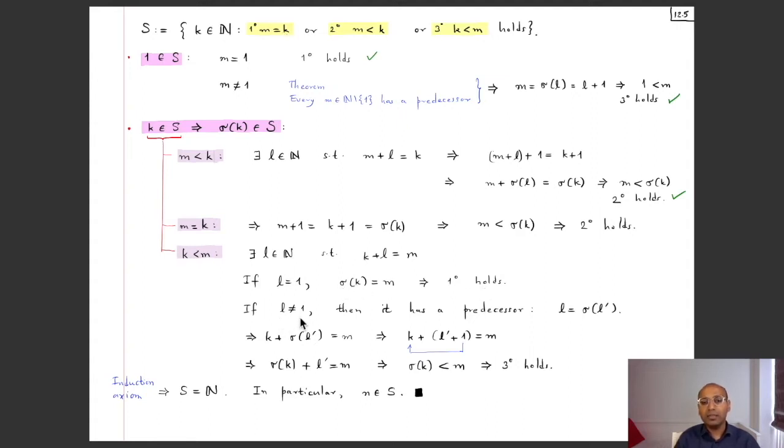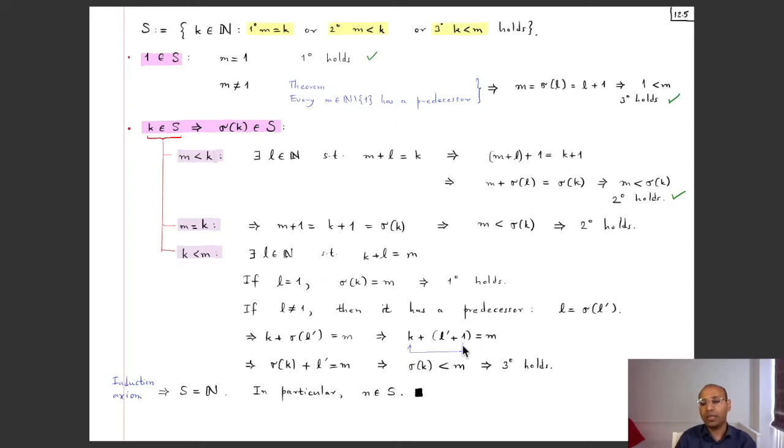And if L is not equal to 1, then by this theorem we know that it has a predecessor. So this L is the successor of some natural number L prime. Then this equation k plus L is equal to m, well, we have just discovered that this L is the successor of something. So you get k plus the successor of L prime is equal to m. But the successor of L prime is nothing but L prime plus 1. So you get k plus L prime plus 1 is m.